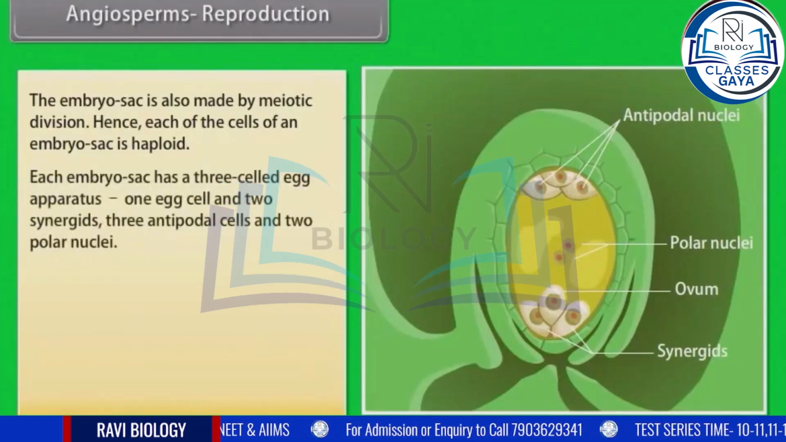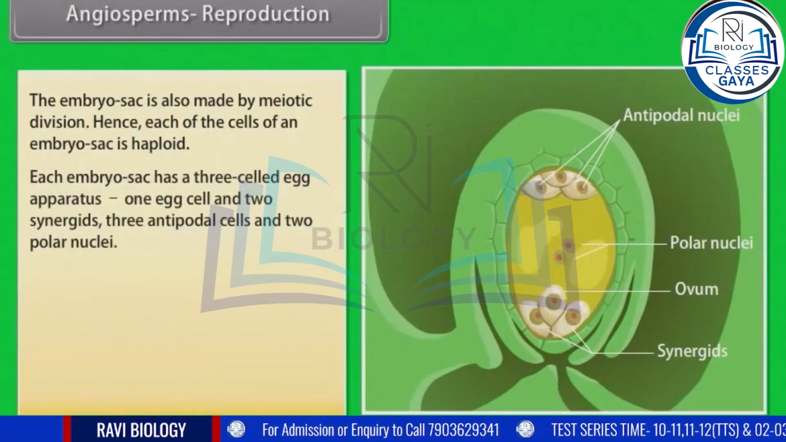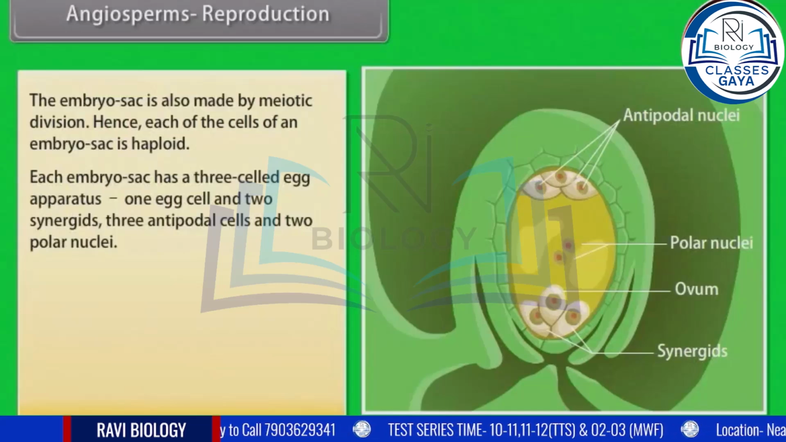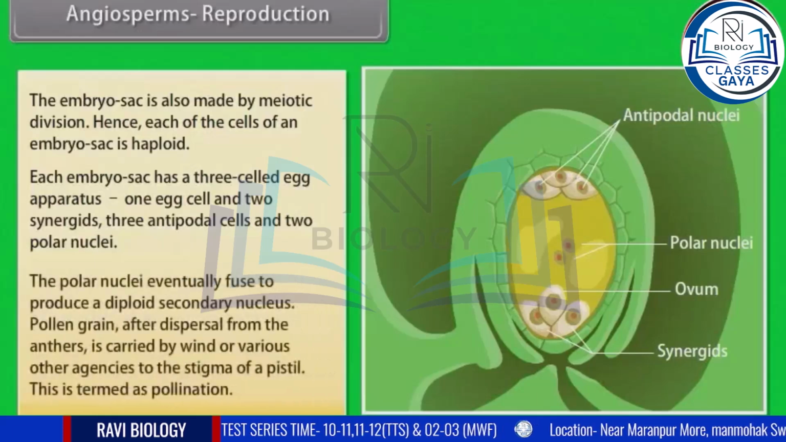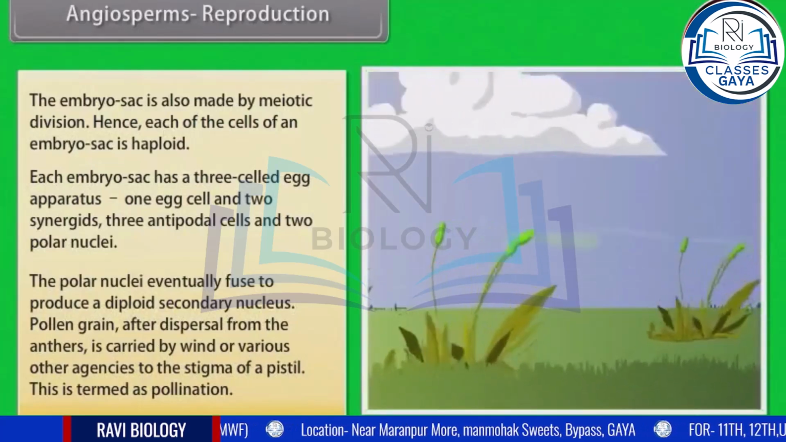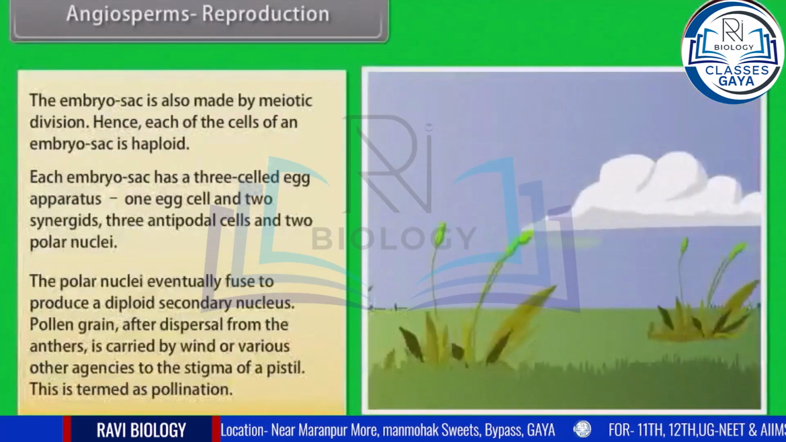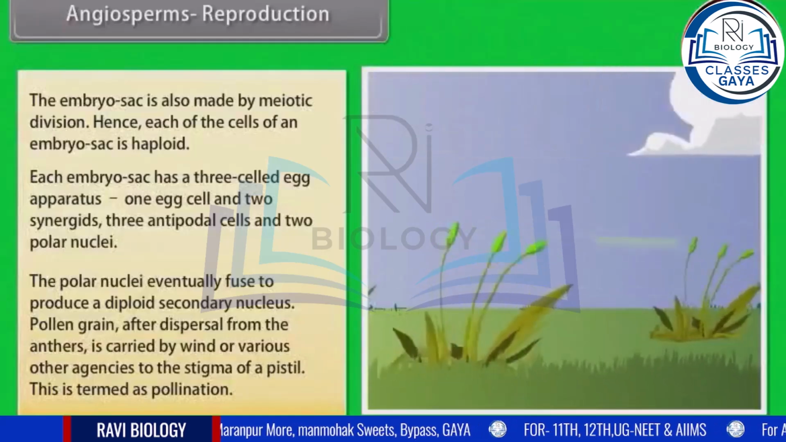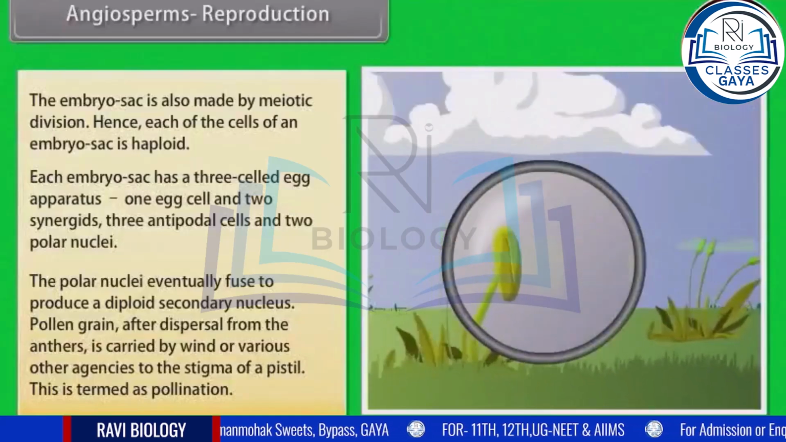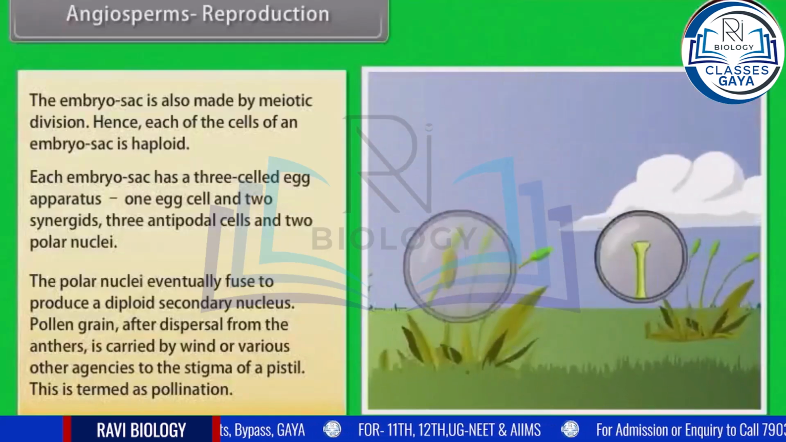Each embryo sac has a 3-celled egg apparatus, 1 egg cell and 2 synergids, 3 antipodal cells and 2 polar nuclei. The polar nuclei eventually fuse to produce a diploid secondary nucleus. Pollen grain, after dispersal from the anthers, is carried by wind or various other agencies to the stigma of a pistil. This is termed pollination.